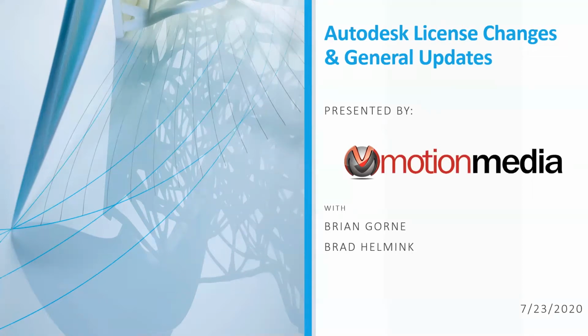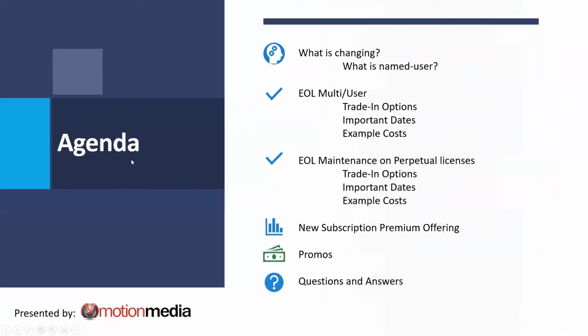And I am going to click on this, I hope, and go to an agenda. So the first thing we're going to go over really quickly is what is a named user. Then we'll go over the multi-user and perpetual license, end of life, important dates, costs, trade-in options. We will touch on the new subscription premium offering that has just been announced. Then, of course, we always have to have promos because there are some. And we'll end up with some Q&A, and hopefully Brad and I can answer all of your questions.